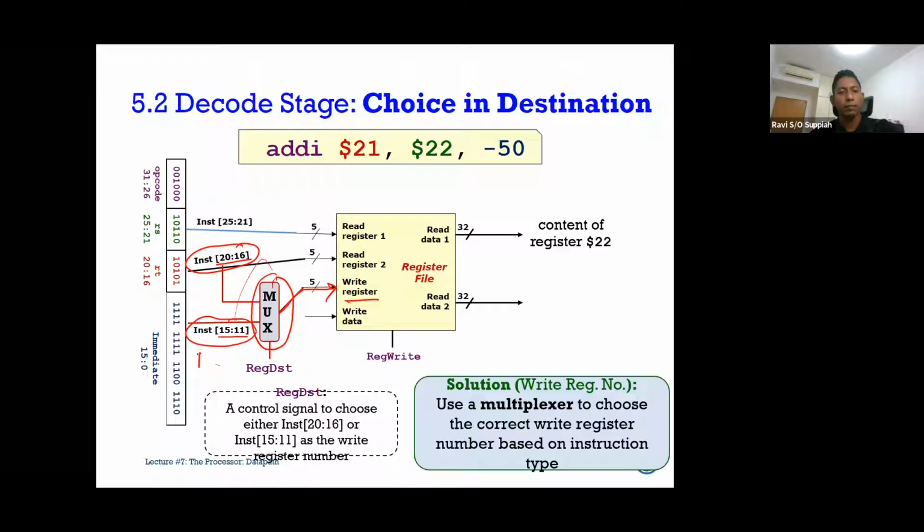If it was an R type, it would have been this selection. If it is an I type, it would have been this selection, 20 to 16. So you can see that the multiplexer will help us decide. And now with the introduction of the multiplexer, we have another control signal, which is the register destination. Early on we saw the first control signal, which was register write. Now we have a second control signal, which is the register destination.